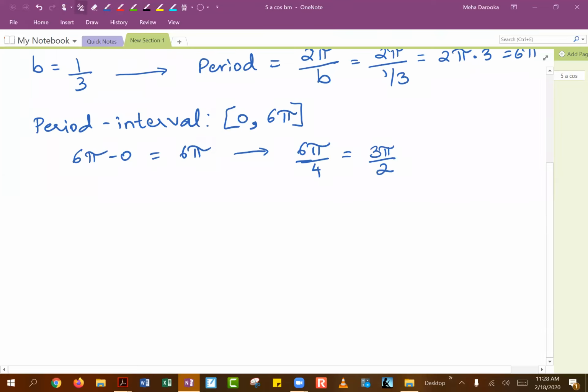Okay, so to come up with your key points, start with the left interval value, right? So that's going to be, the first point is going to be 0. Then keep adding in increments of 3/2 pi. So what will our next value then naturally be? Okay, so we're actually going to write these guys as ordered pairs, and we'll talk about their y values in a minute. So 3 pi halves will be our next point. What will be the one after that?